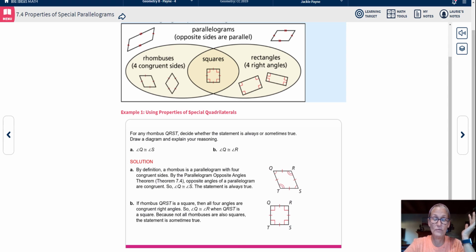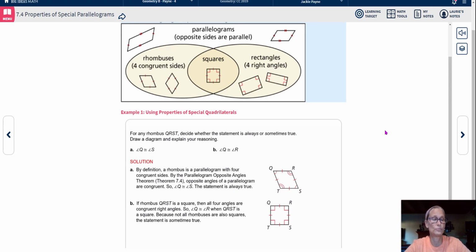So you're going to have to be very careful with your definitions and be able to figure out which is which. Remember, if you can even find one example where it is not the case, you can't say always true. It'll most often be sometimes. So it's easier sometimes to find an example where it's not true than to show it's always true. So that's a strategy.